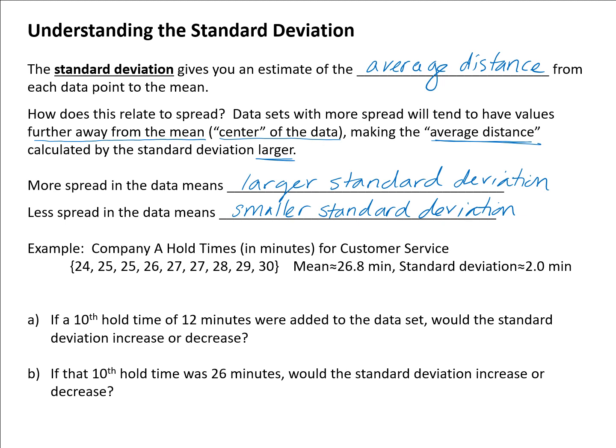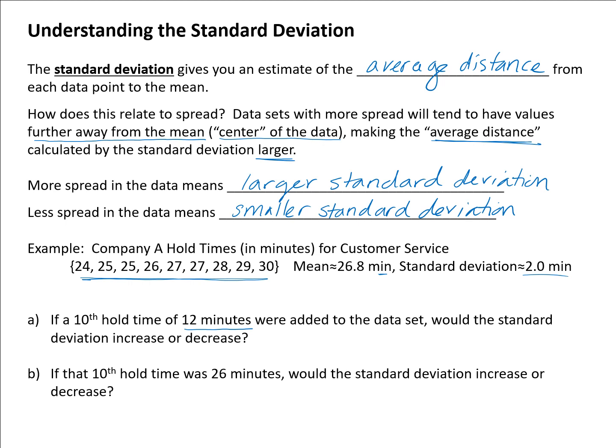Let's look at that example we had from when we did that calculation by hand of the standard deviation. We had 9 data points on these hold times, 24, 25, 25, 26, etc. The mean was 26.8 minutes, and the standard deviation was about 2 minutes. If a 10th hold time of 12 minutes was added to the data set, let's think about what would happen to the standard deviation. Would the standard deviation increase or decrease?